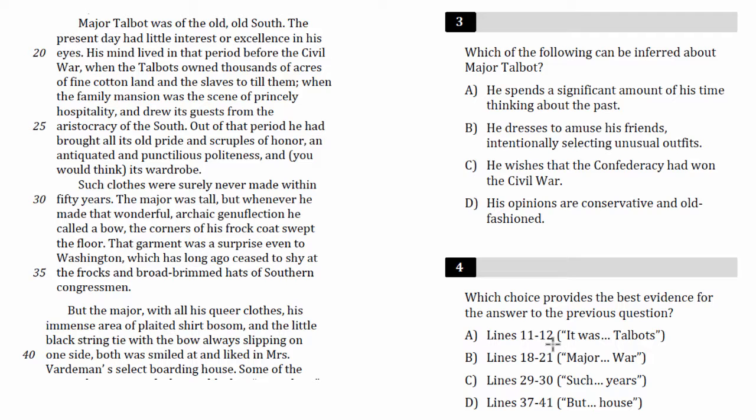So 11 through 12, which we've already read, 18 through 21, which is right here, 29 through 30, right over here, and then 37 through 41, which is the last paragraph. So that's why I picked lines 18 through 41 as my next piece, so I could answer questions 3 and 4. Now, you don't necessarily have to do it this way. You can break it up and answer questions however you want.